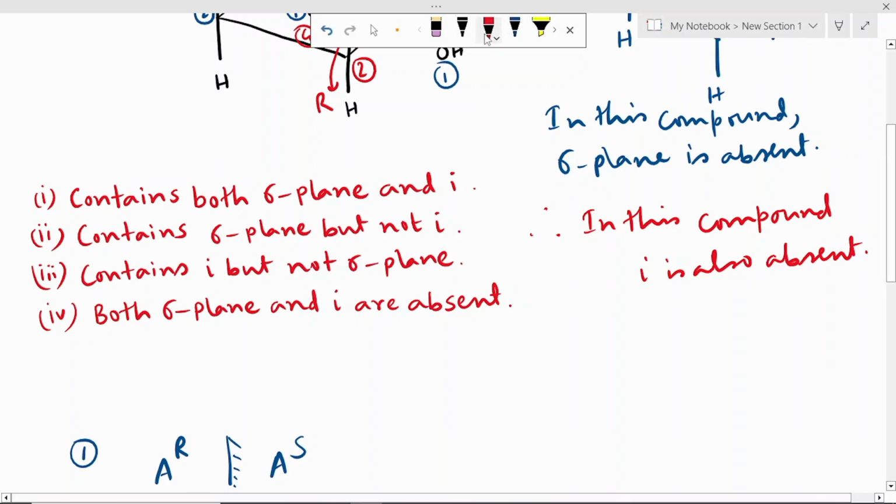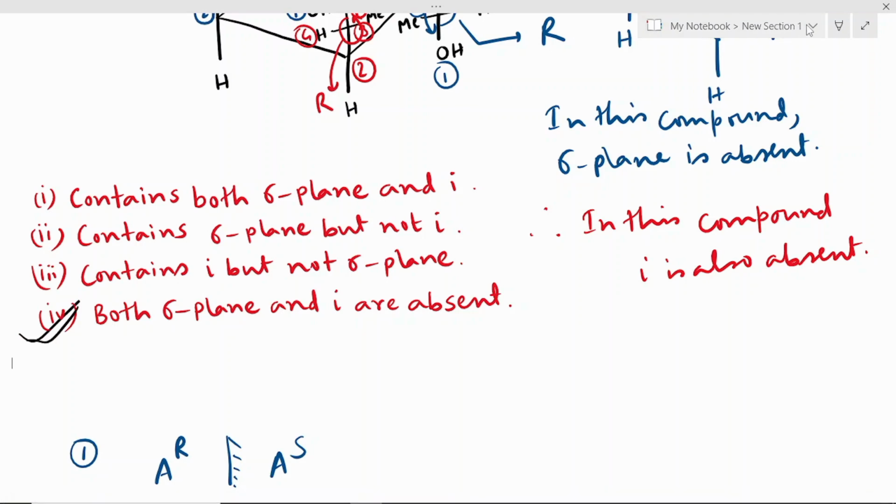So the correct option will be option number 4. Now we move on to alternating axis of symmetry.